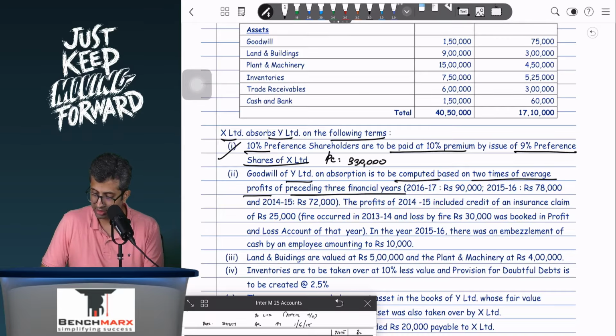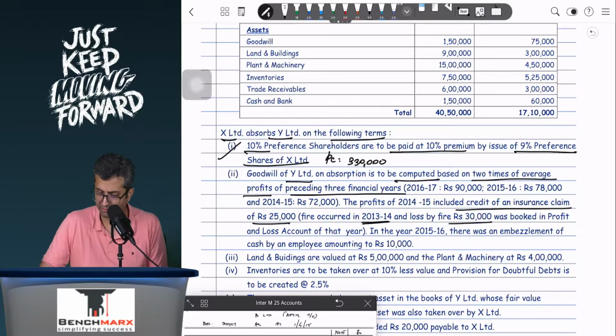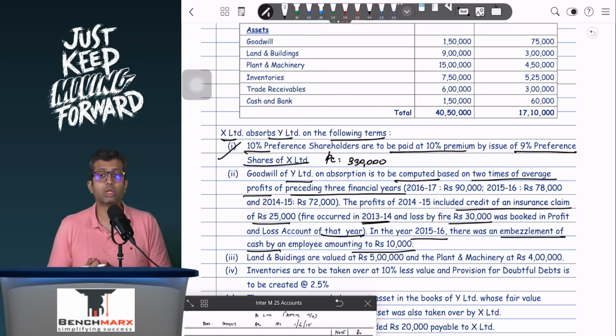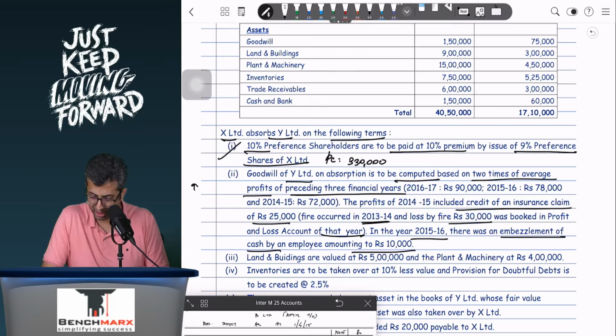You have been given this, and the profits of the year 14-15 included credit of an insurance claim of 25,000. Now this is an extraordinary item. Fire occurred in the year 13-14, and the loss of fire of 30,000 was booked in the profit and loss of that year. In the year 15-16, there was an embezzlement of cash by an employee amounting to 10,000. Now these are extraordinary items. When you calculate goodwill, you will calculate the normal profits. This is in the year 16-17, 90,000, no adjustment needed. In the earlier year 15-16, this is 78,000, but 78,000 was after.